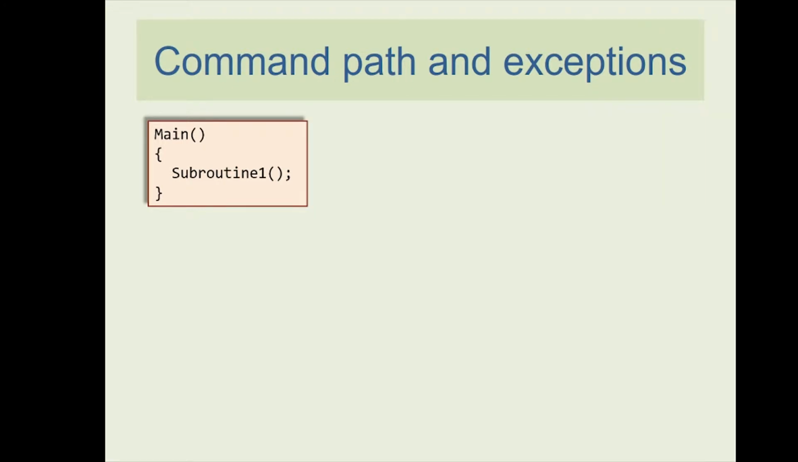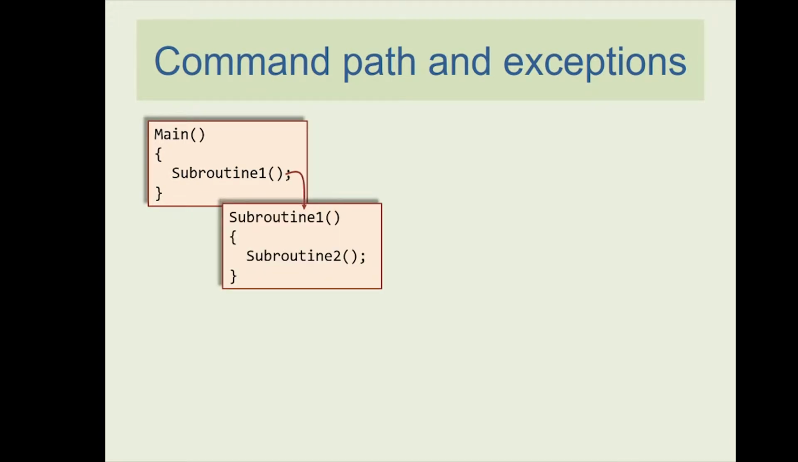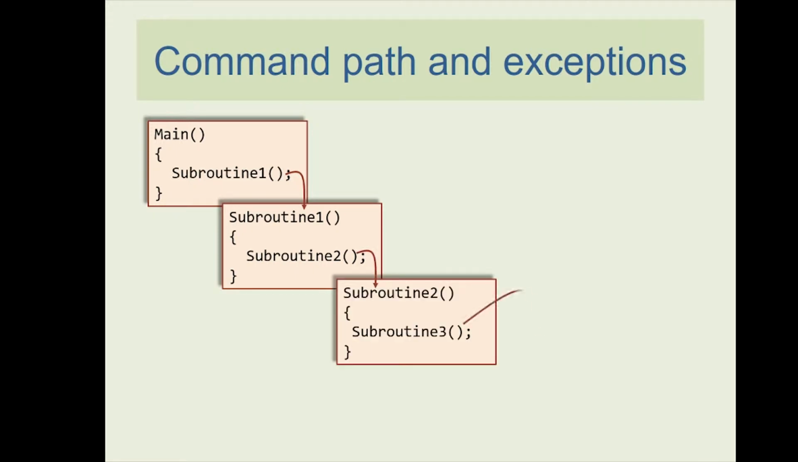Now I explain what is the main principle of exceptions and the messages that travel along the command path. So let's imagine we have a main method here which will make a call to some subroutine. Subroutine 1 is making further calls to subroutine 2, and this sequence can go quite long, so there may be quite many subroutines that are nested.